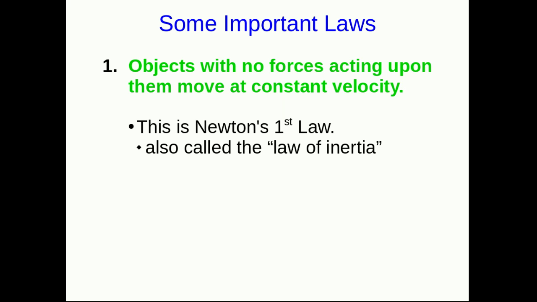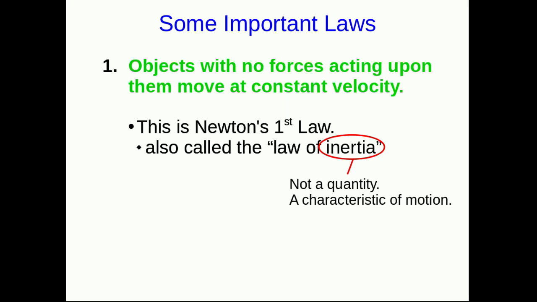This word inertia sometimes gives students trouble because they think of it as a quantity you can measure. It isn't really a quantity you can measure, although as we'll discuss later, mass is sort of a measure of inertia. But what we really mean by inertia is that this is a characteristic of motion, or a characteristic of moving objects, that they move at constant velocity in the absence of forces. So just as a characteristic of living people is that they have functioning brains, a characteristic of moving objects is that they have inertia. In other words, they move at constant velocity when no forces act on them.